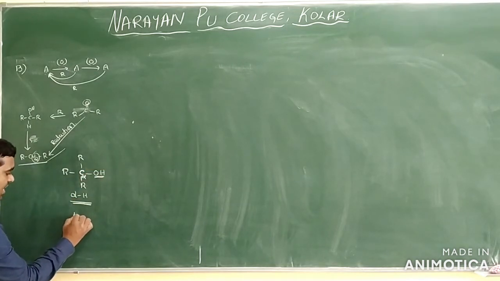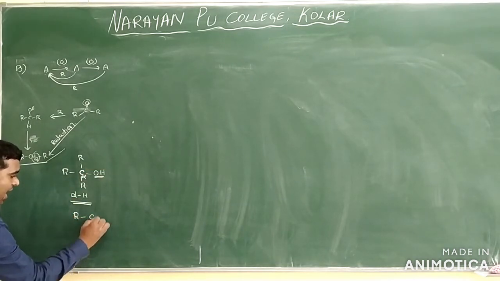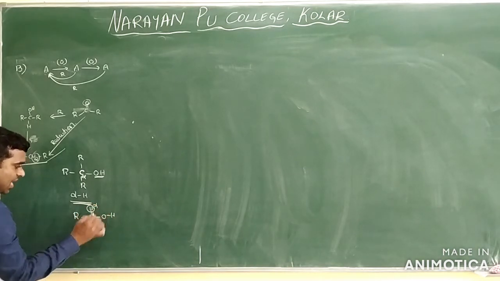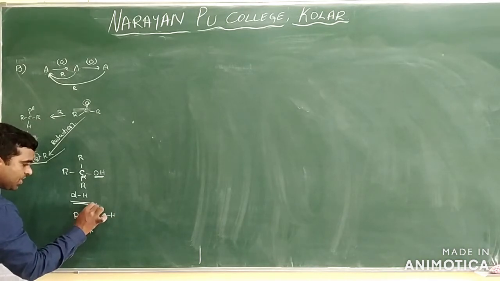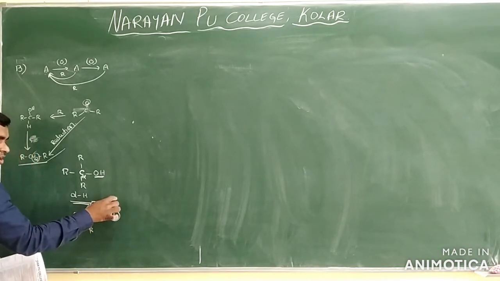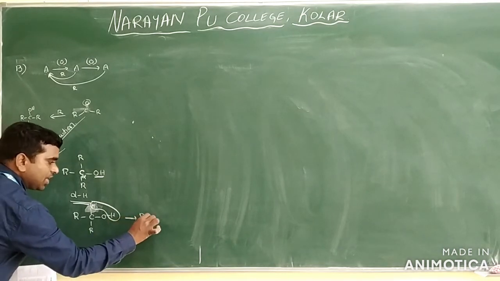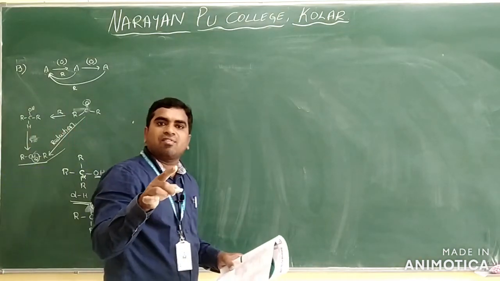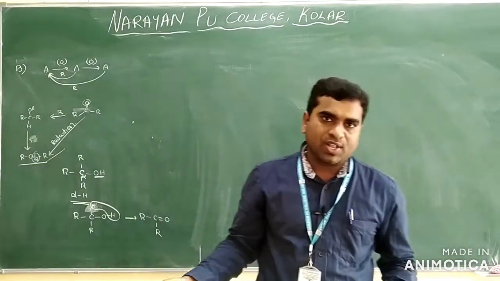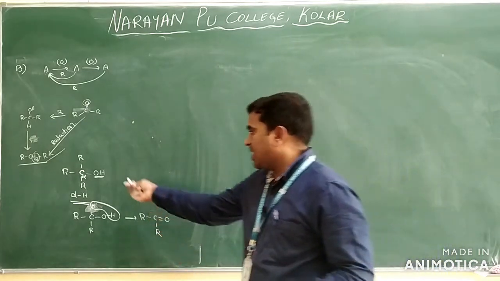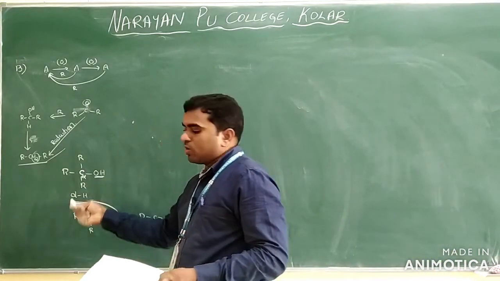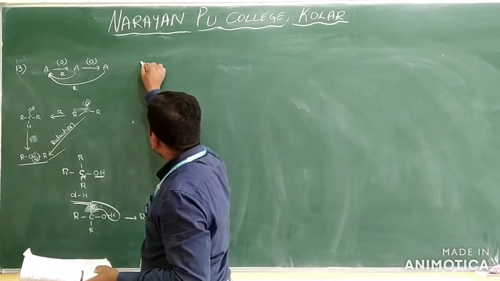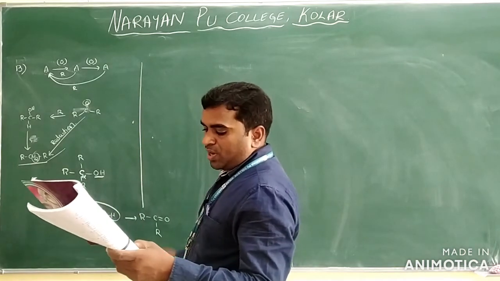Suppose we take the secondary alcohol: R, R, H and here OH is there. Is alpha hydrogen there or not? This is the alpha hydrogen. So removal of hydrogen is oxidation, and we will get ketones, R C double bond O R. So primary and secondary alcohols have the alpha hydrogens, so they can undergo oxidation, but tertiary alcohols do not, as they do not have the alpha hydrogen atom. That is the answer, so the first one is the option.